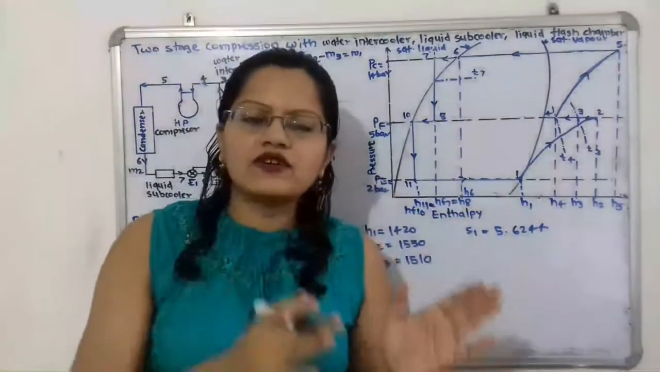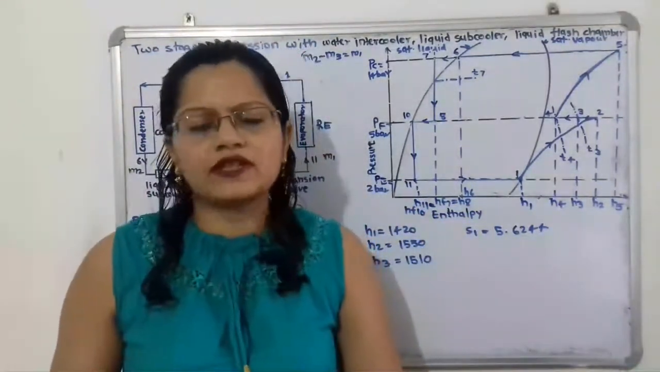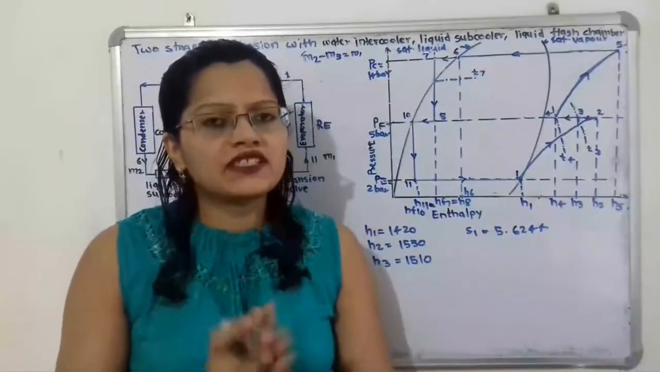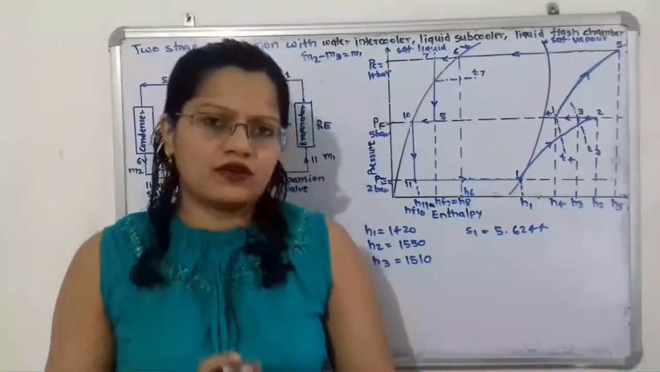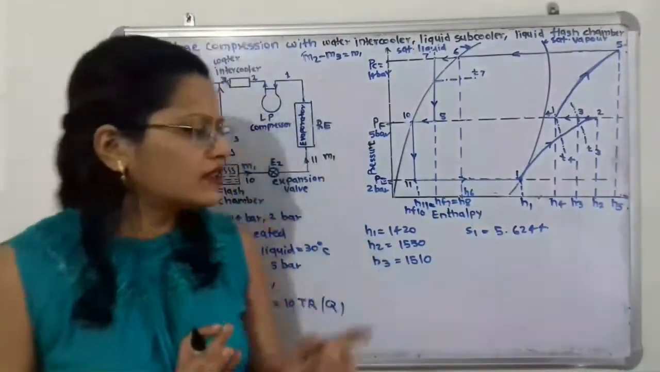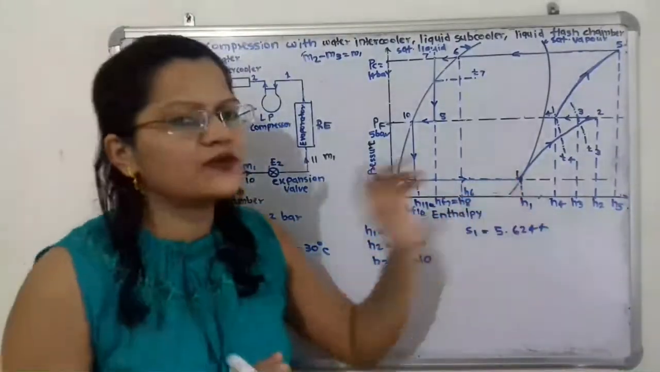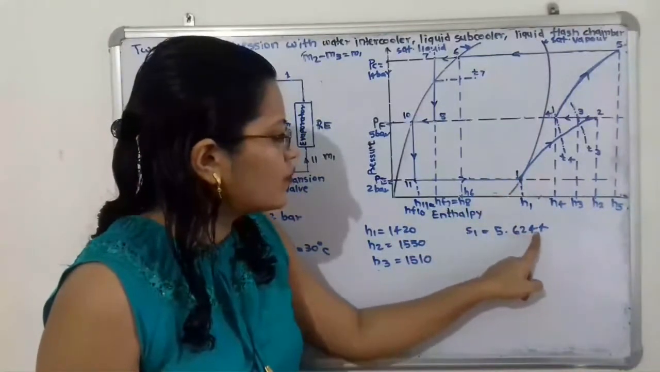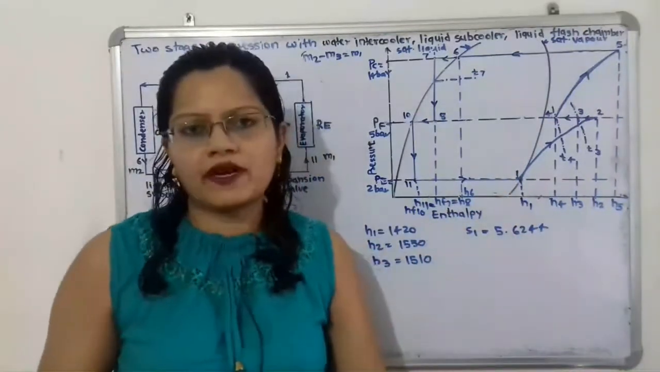So here isentropic compression process is taking place. What is happening? Pressure is getting increased, but pressure is getting increased at constant entropy. So we have to first understand what is the entropy at this point 1. So entropy at this point 1 is 5.6244 kilojoule per kilogram Kelvin.